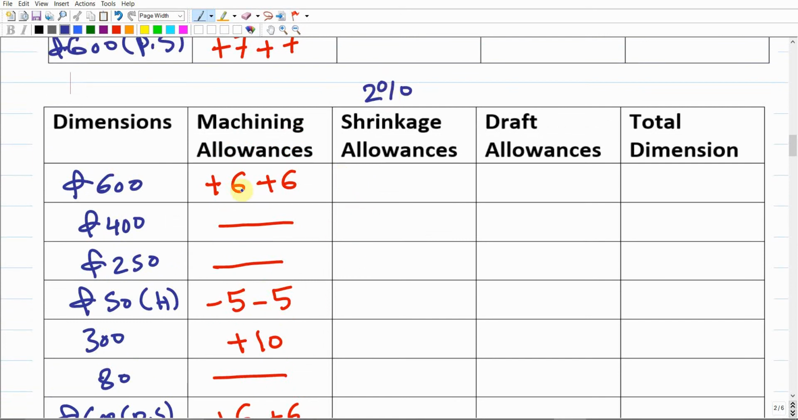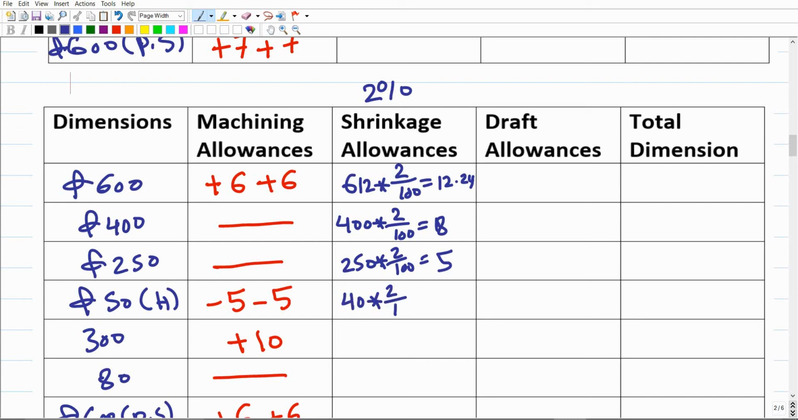So how can we add the allowance? Your objective is just to add the numbers. It is 600 plus 12. This gives 612 times 2/100 equals, and just put the number here, which is going to be 12.24. And then repeat for the rest. It's going to be 400 plus 0. So it's going to be 400 times 2/100, which gives us 8 millimeter. And then 250 plus 0. This is going to give us 250 times 2/100 equals 5 millimeter. And for the 50, we're going to have 50 minus 10, so this should be 40 times 2/100 equals 1.6.